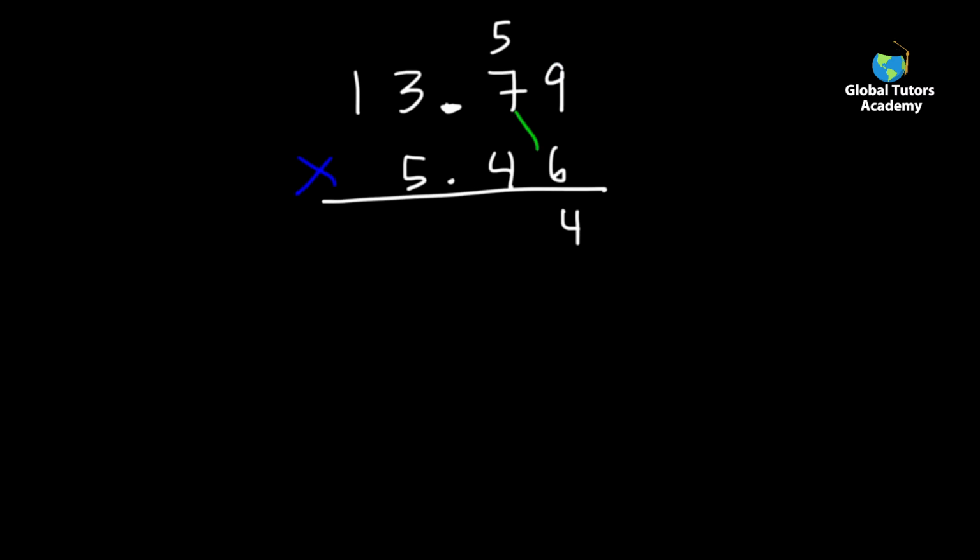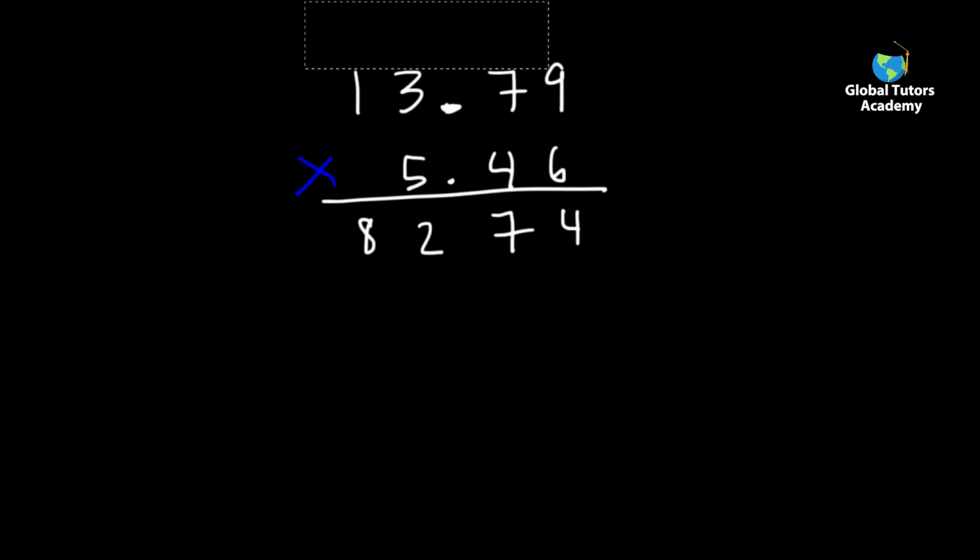Let's multiply 13.79 by 5.46. Can you solve this by yourself? Let's begin by multiplying 9 and 6. 9 times 6 is 54, and let's add the 5 on top. Next, we have 7 times 6, which is 42 plus 5. So that's 47. Let's carry over the 4. And next, we have 6 times 3, which is 18 plus 4. So that's 22. And now let's add the other 2 there. 6 times 1 is 6 plus 2, that's 8.